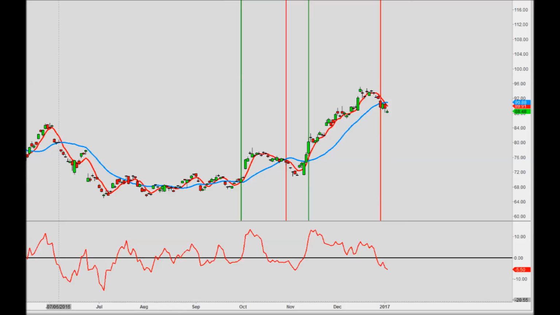before we do that, even when the red line has crossed the blue line, we want that red line in the bottom frame to be above the zero. So that black line down the middle of that frame is the zero line. We want that red line to be above. That just gives us just a little extra probability that we've got a good trade.